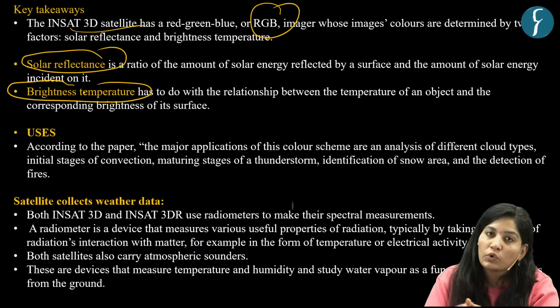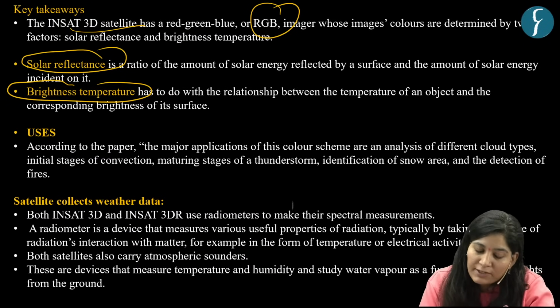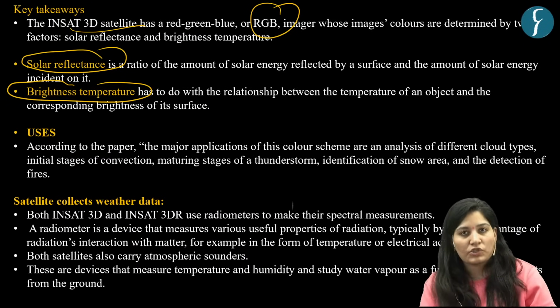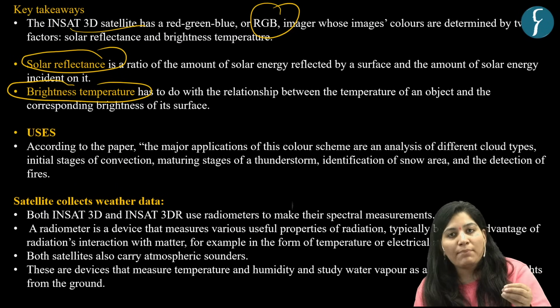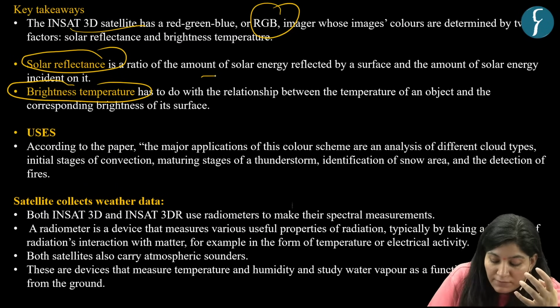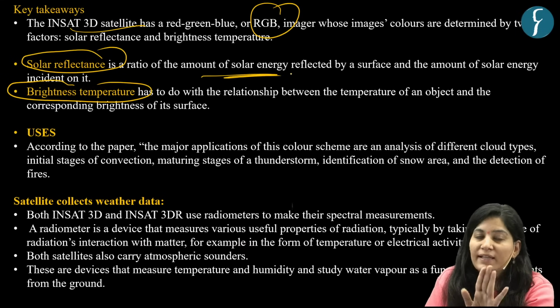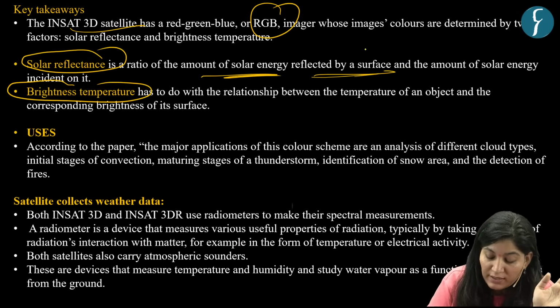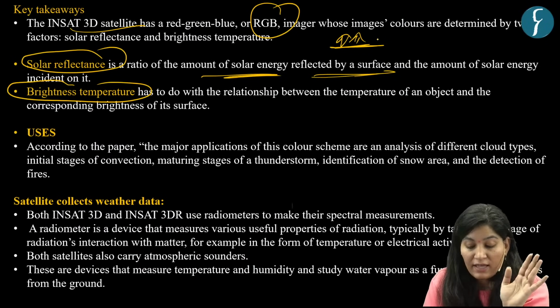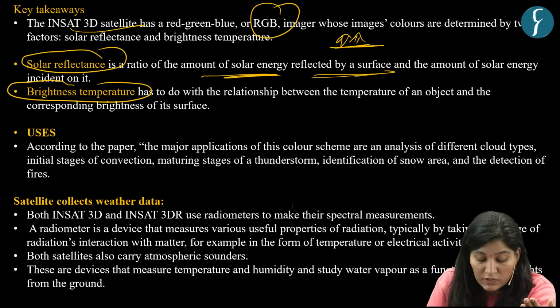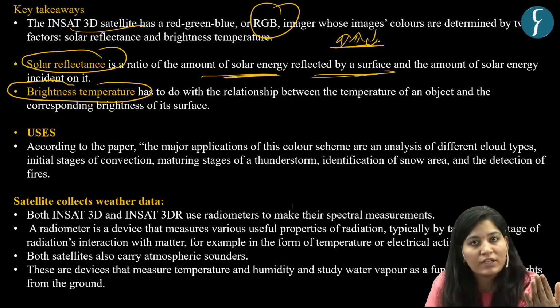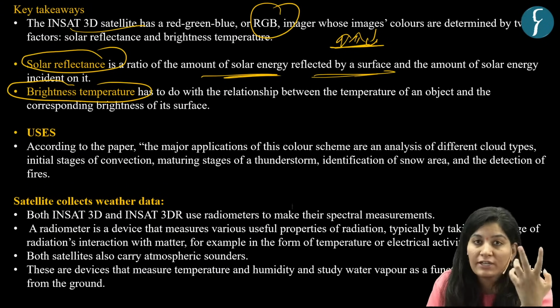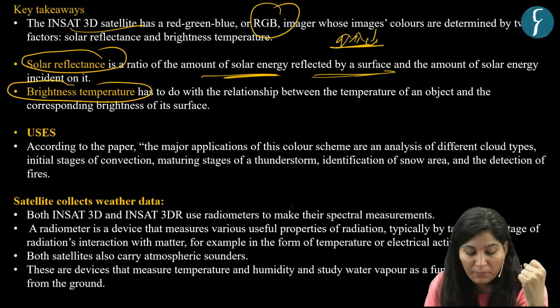Now, what is solar reflectance? Solar reflectance is a ratio of the amount of solar energy reflected by a surface to the amount of solar energy incident on it. Got it? That is solar reflectance.